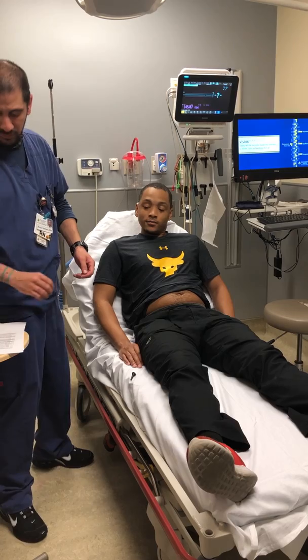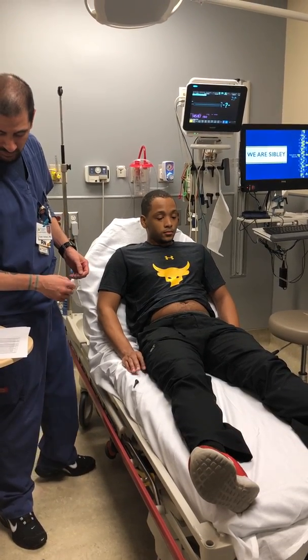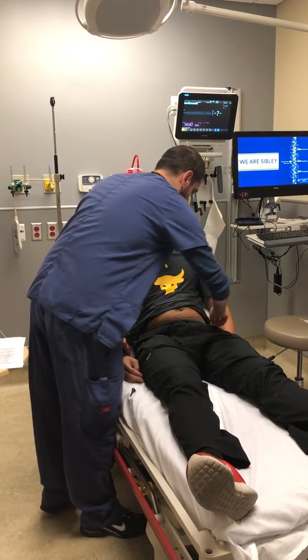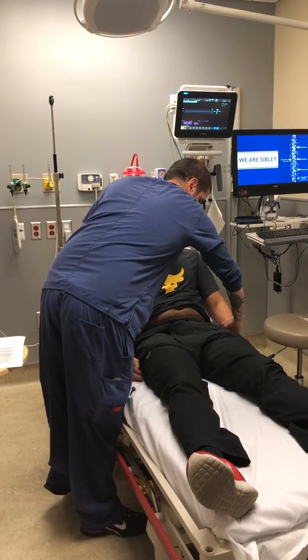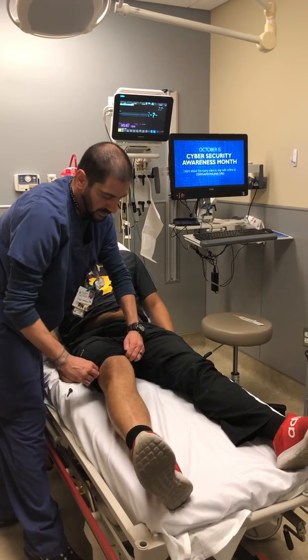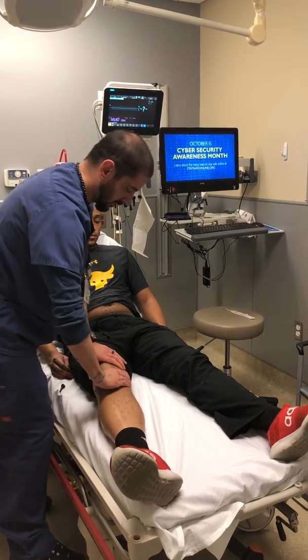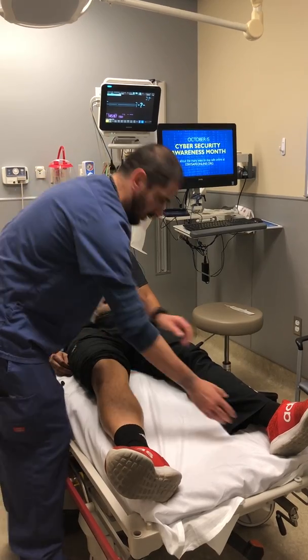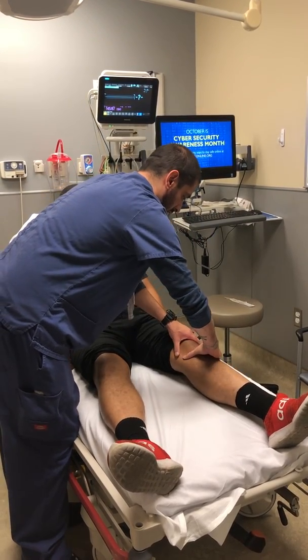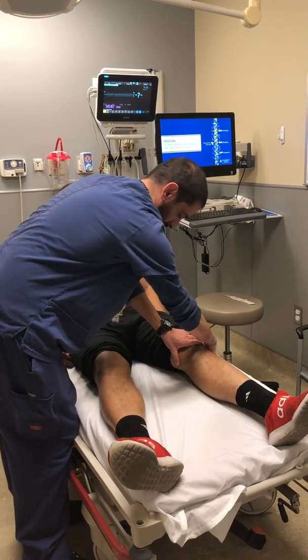Okay, so for the extremities, we're going to inspect and palpate his joints, wrists, elbows, shoulders, and knees. Can you feel me touching you here? Mm-hmm. I'm touching you there. We're going to take a look at his knees. We notice no deformity. You feel me touching there? Mm-hmm. Left knee as well. You feel me touching there? Mm-hmm.